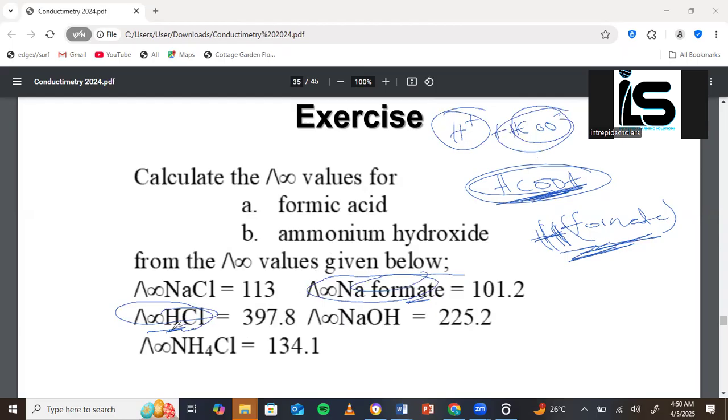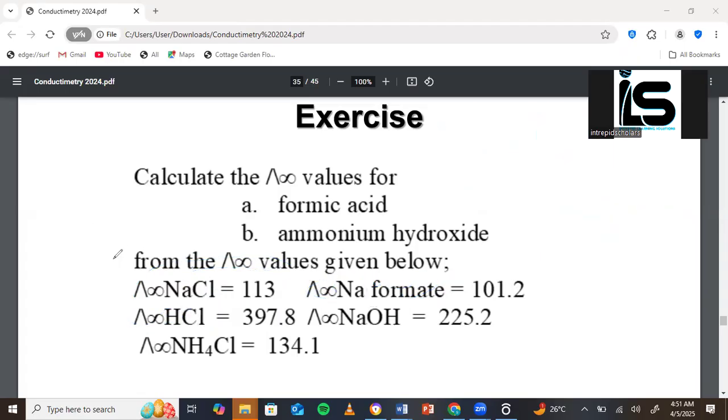Now, if I add the HCl and then the sodium formate, I don't need the sodium here. I don't need the chlorine here. And so I have to find a single salt that contains both the sodium and the chlorine, so that when I remove it, I'll get rid of this and then this. So that will be the sodium chloride. So for me to form my formic acid, it will be the HCl plus the sodium formate minus NaCl. And that should give me the equivalent conductance at infinity for the formic acid.